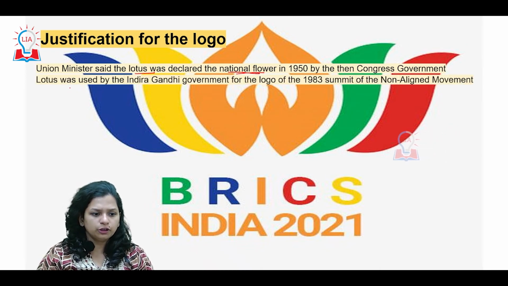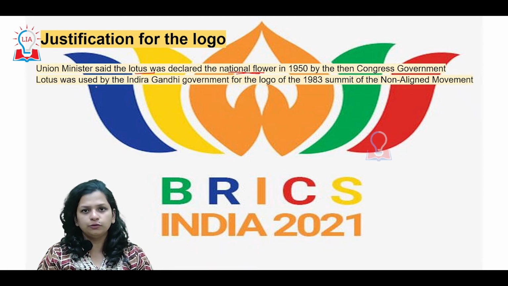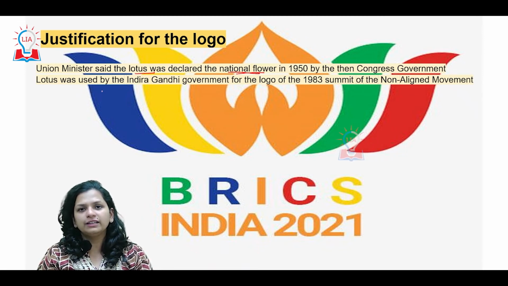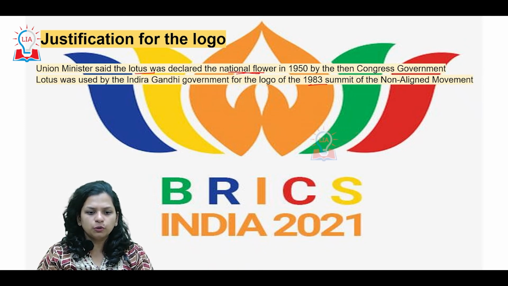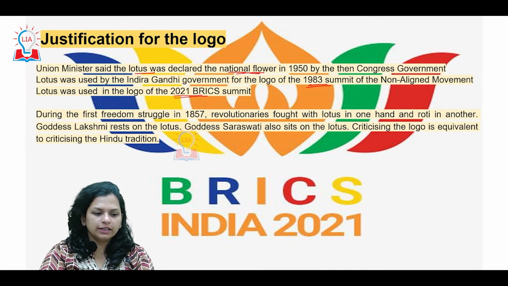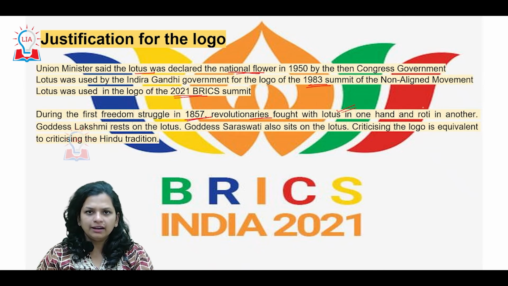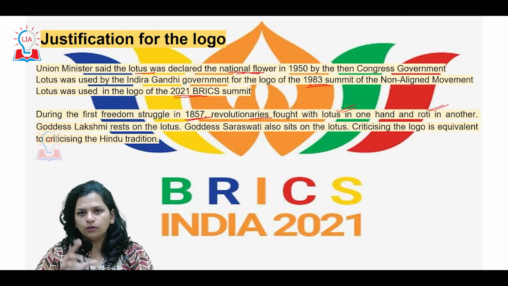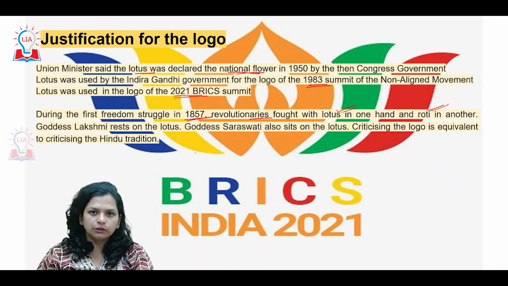Also, this particular lotus has been used previously as well. It's not the first time that the lotus has been used on international forums. The first time it was used was in 1983 during the summit of NAM. Also, we had seen the use of the lotus, as you can see in this image here, at the 2021 BRICS summit. So there have been multiple occasions where it has been used. Moreover, going back in time, during the freedom struggle of 1857, we had instances of revolutionaries holding the lotus in one hand and roti in the other. So there's a lot of symbolic reference to the usage of this particular lotus.